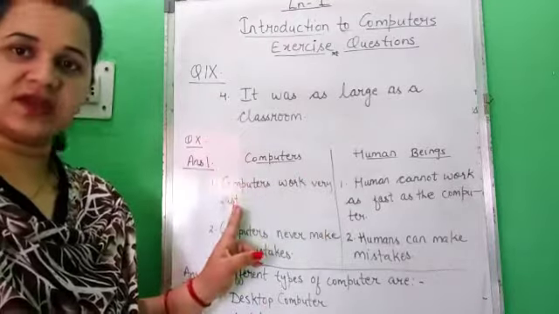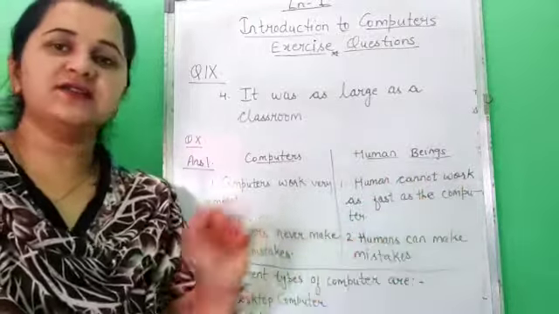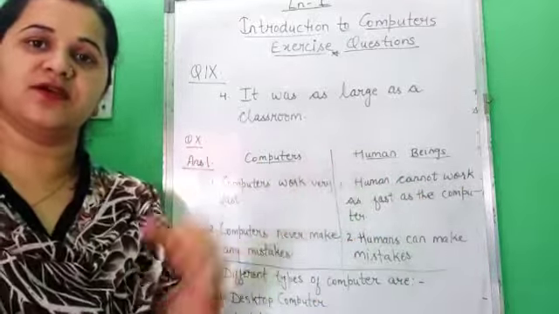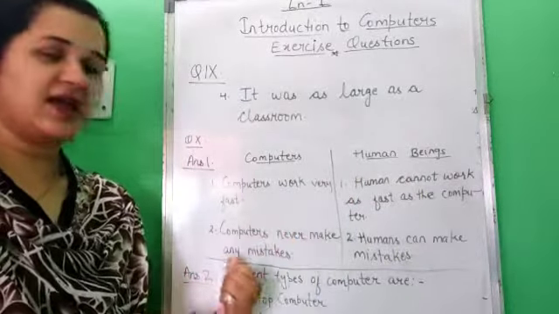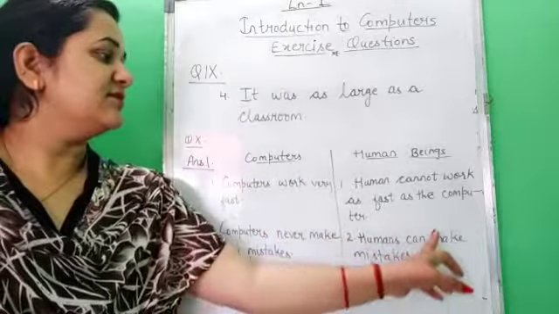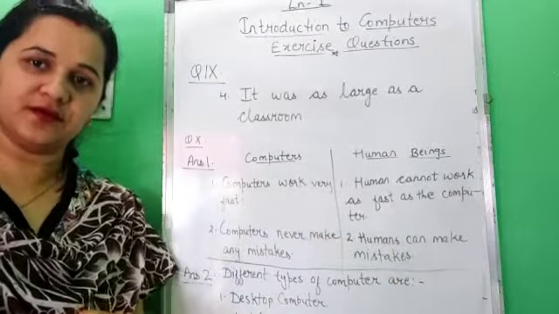Computers work very fast. Human cannot work as fast as the computer. So this is the first difference between a computer and a human being. Second, computers never make any mistakes. But we humans can make mistakes. So this is another point of difference between computer and human beings.